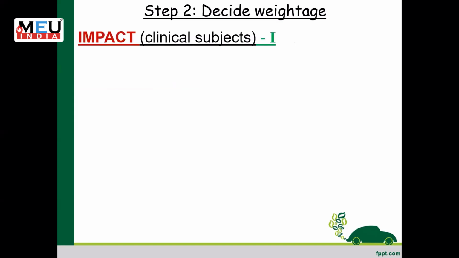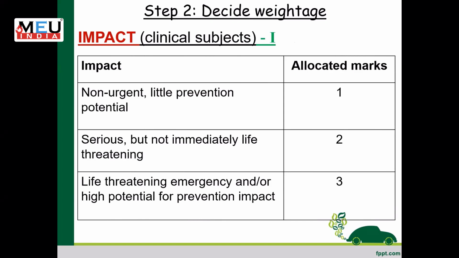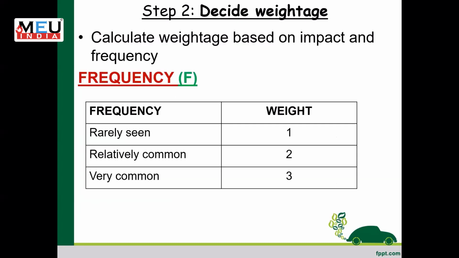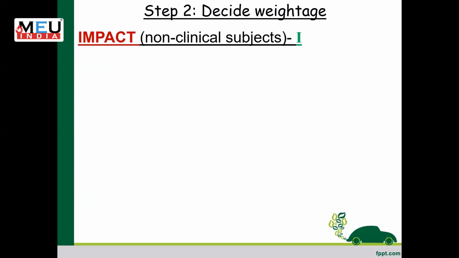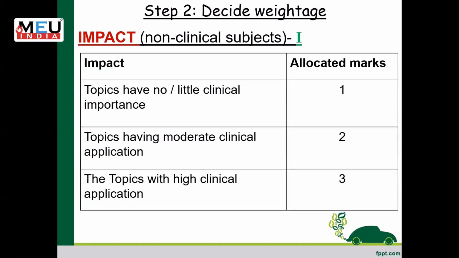Then the impact. Now, if it is a clinical subject, like Dr. Girija mentioned earlier, she's not focusing on phase 3. If it is phase 3, then the impact would be non-urgent, serious, life-threatening. They are allocated marks 1 to 3. So this is called impact. The previous one I'd shown is frequency. When you come to non-clinical subjects, a topic that has no or little clinical importance is allocated 1 mark. If a topic has moderate clinical application, 2 marks, and topics with high clinical application, 3 marks. So you know what is frequency and impact now.